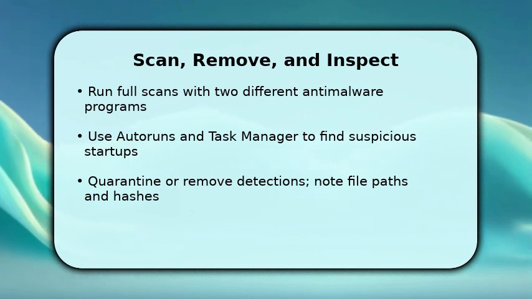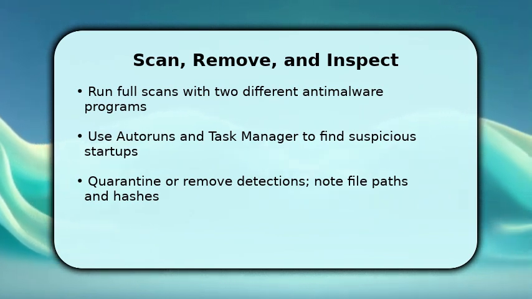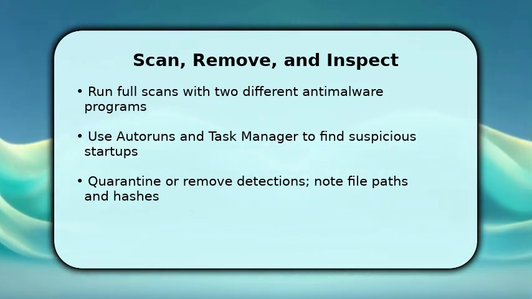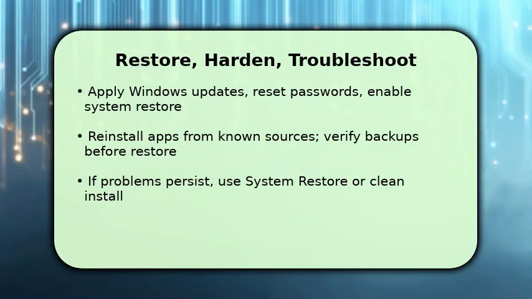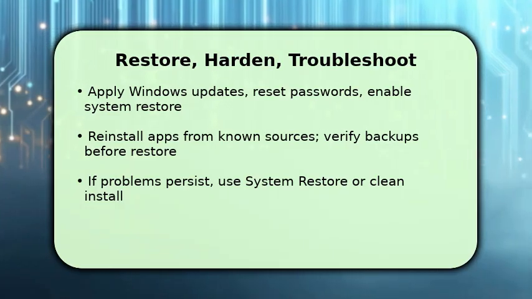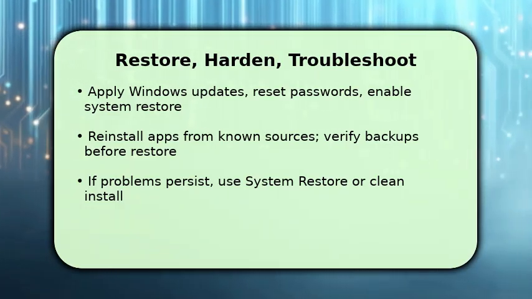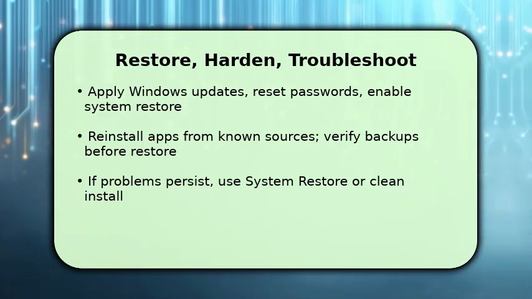You finish by applying all Windows 10 updates and changing every password used on the PC, starting with admin and email accounts. Make sure System Restore is enabled and verify backups before restoring files. Scan restored files on a clean machine first.